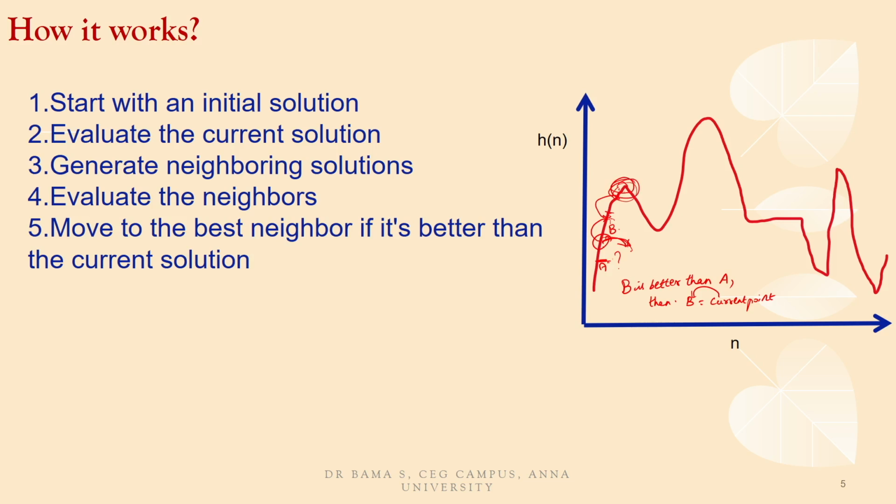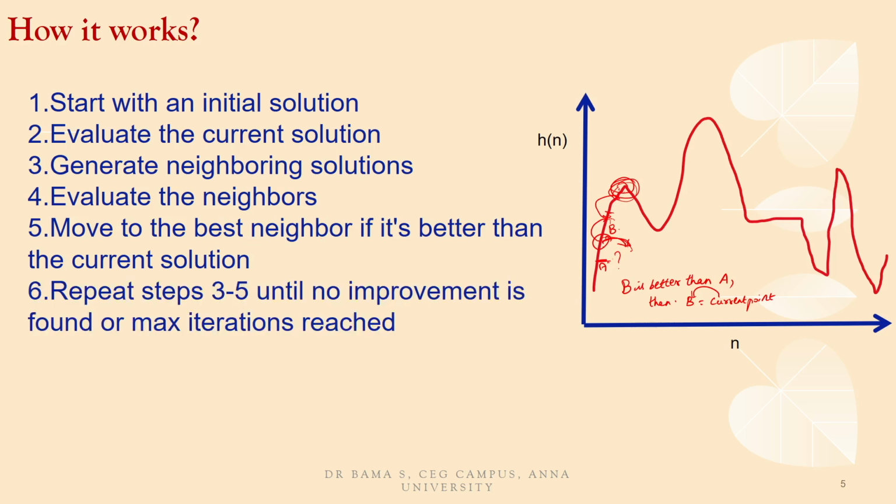So that is what the fifth point says: move to the best neighbor if it is better than the current solution, and repeat steps 3 to 5, generate neighboring solution, evaluate and again move.